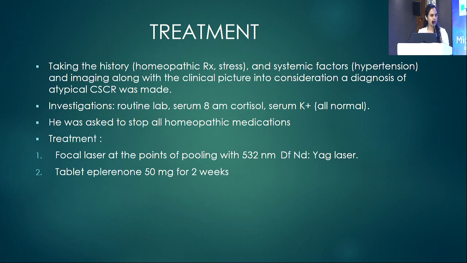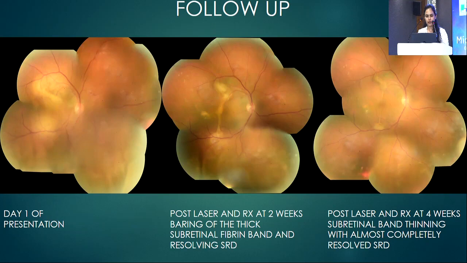He was asked to stop all homeopathic medications. Focal laser to the points of leakage was done, and tablet eplerenone 50 milligrams once a day for 2 weeks was started. So you can see the follow-up of this patient. The second picture is at 2 weeks of starting eplerenone and post laser. You can actually see the well-defined track of subretinal fibrin, which is tracking downwards.